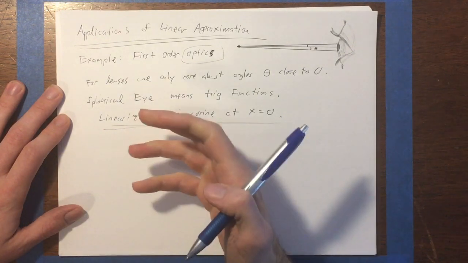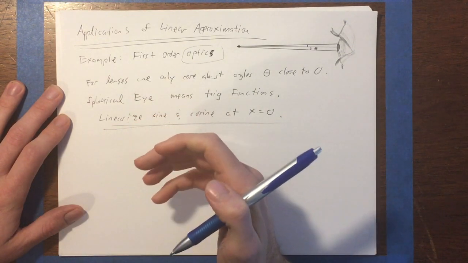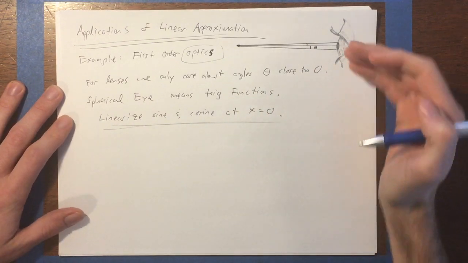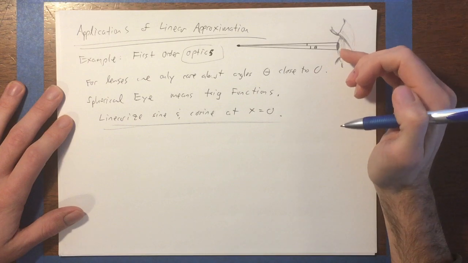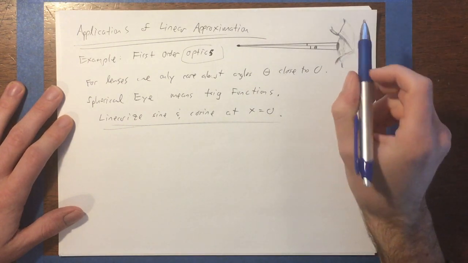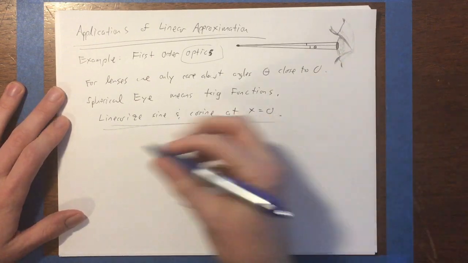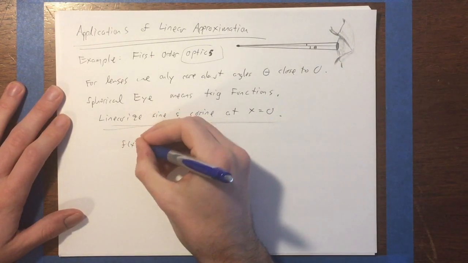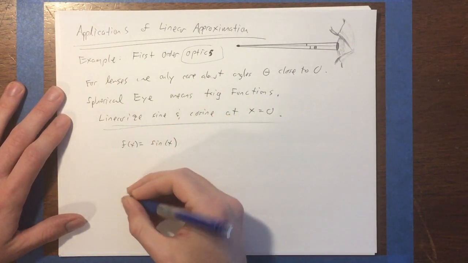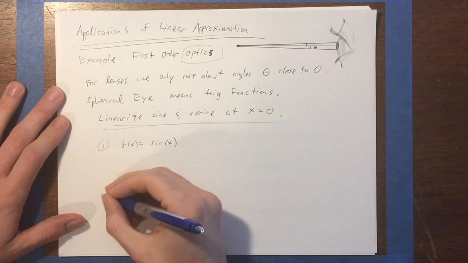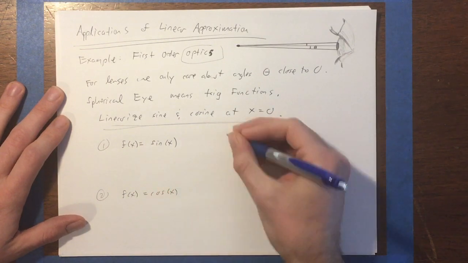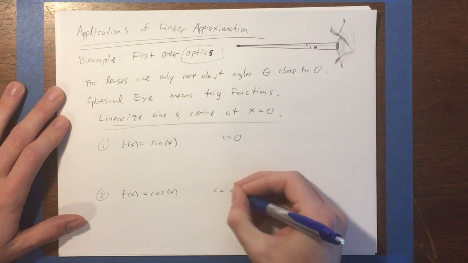Because you don't need to use sine and cosine. You don't actually even need to use the sine and cosine functions at all if you are only dealing with angles very, very close to zero. You can linearize them instead. So pause this video and take a few minutes to see if you can figure out how to linearize these functions. We want to take sine of x. For one, we'll call it f of x equals sine of x, and for the other, f of x equals cosine x. We're going to linearize at c equals 0 in both cases.